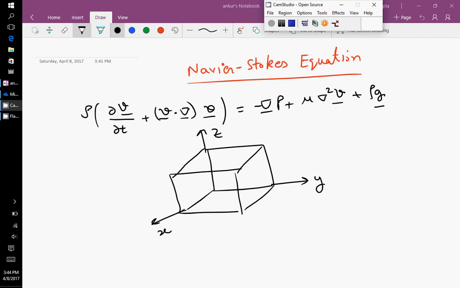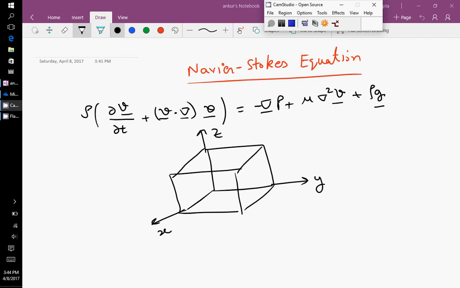This analysis is supposed to help you understand the origin of the shear stress tensor and touch upon a few things that we had to leave due to the time constraints in a lecture. So let us start by going over the Navier-Stokes equation.